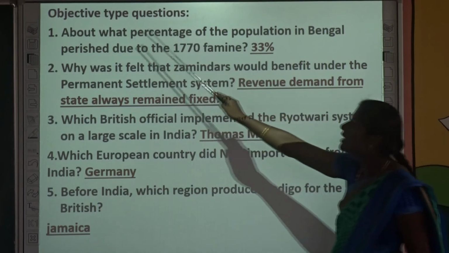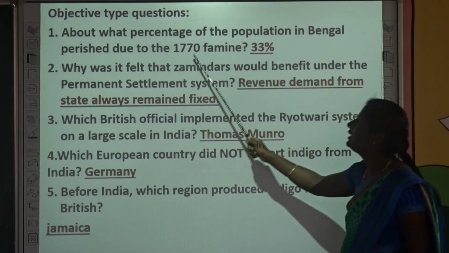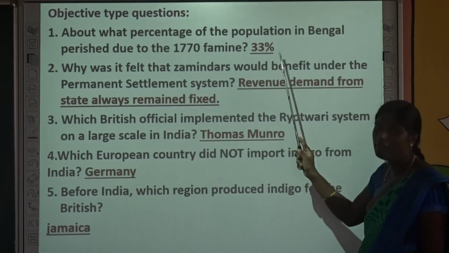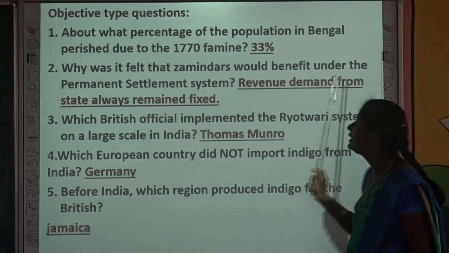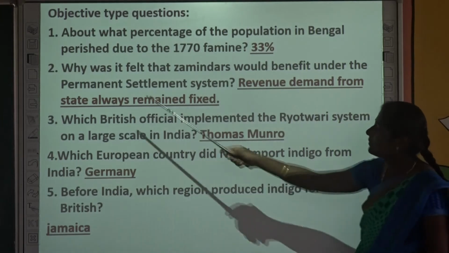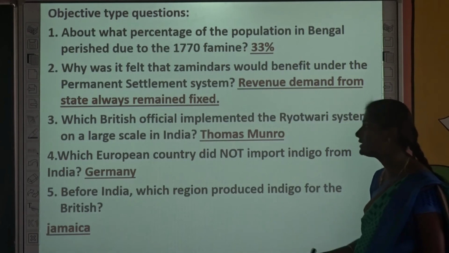Objective type questions. What percentage of the population in Bengal perished due to the 1770 famine? It was about 33% of the population. And why was it felt that zamindars would benefit under the permanent settlement system? Because revenue demands from the state always remained fixed. So there was a fixed, permanent settlement.